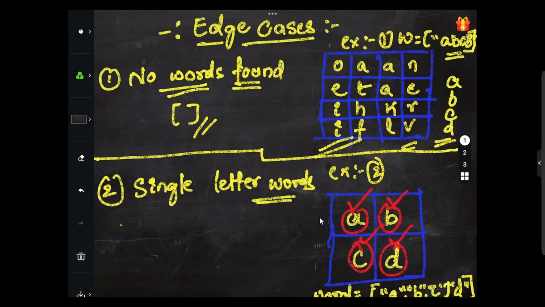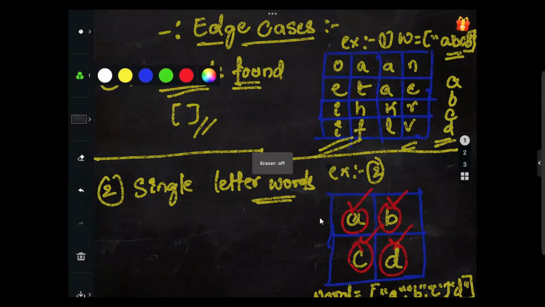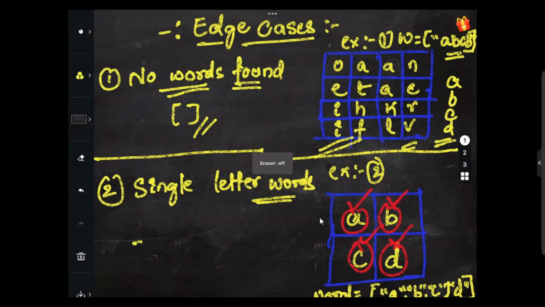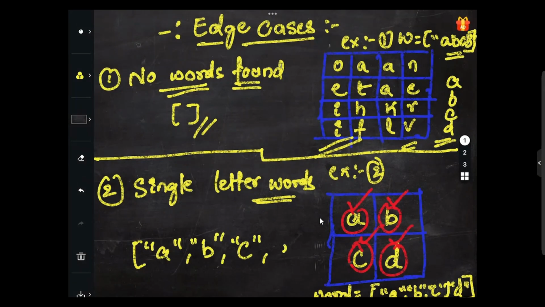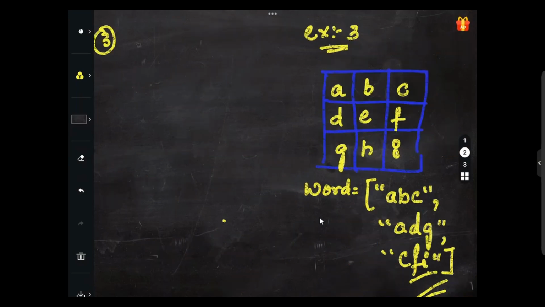Basically here the output will be A, B, C, and D. Each letter as a word satisfies the condition, right? Each letter we are considering as a word. So this is fine. Let's move on with the third edge case.